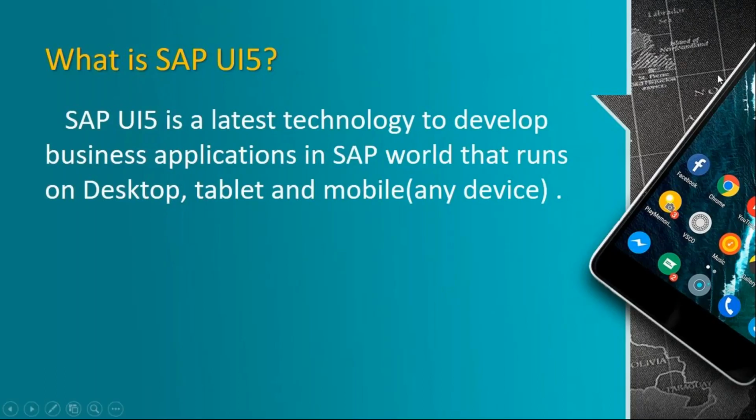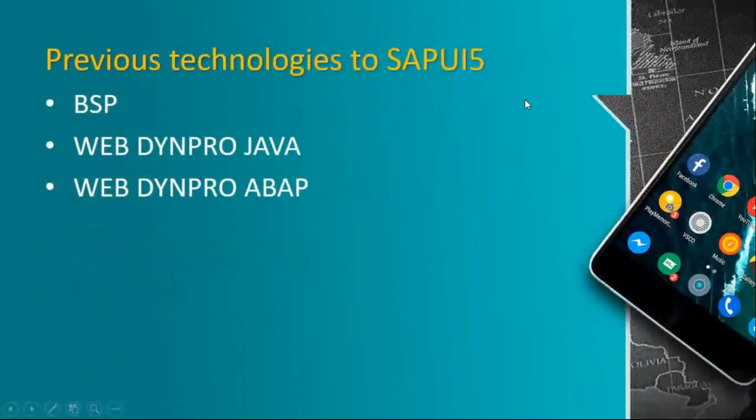Okay, so now let's see, before SAP UI5, you know that SAP UI5 came into the market in the year 2014. But before 2014, don't we have applications in SAP? Don't we have web applications, that is business applications in SAP? Yes, we have. Then what are the previous technologies using which they were developed? They were developed using BSP, WebDynPro Java, and WebDynPro ABAP. This is just for knowledge. Even if you have this prior experience, it does not matter. There is no dependency of these technologies on SAP UI5. This is just for information.